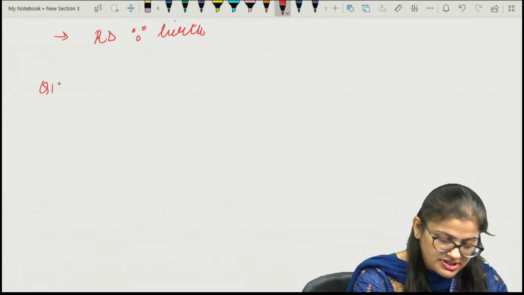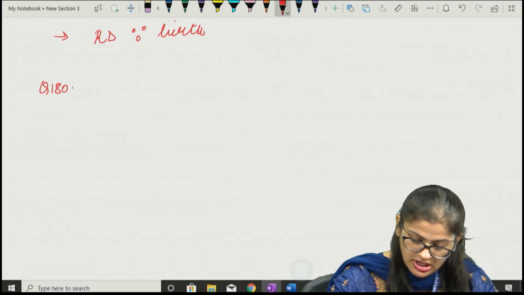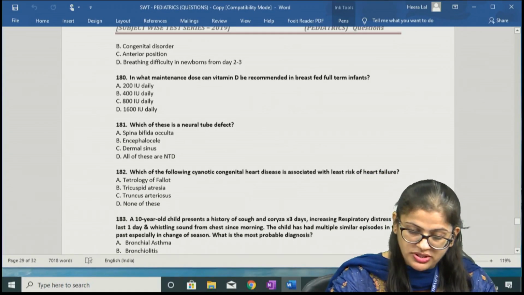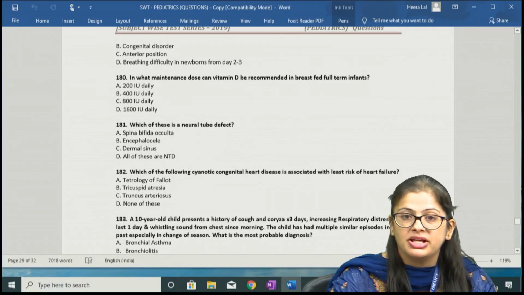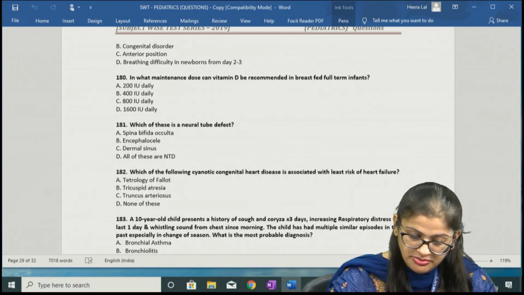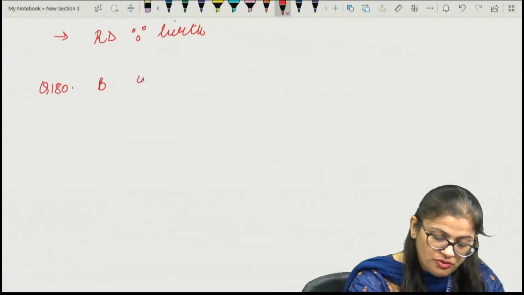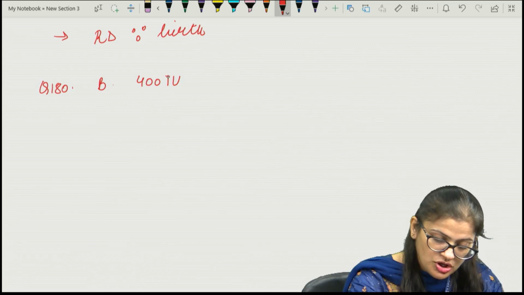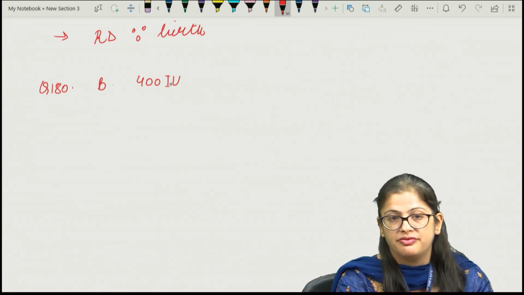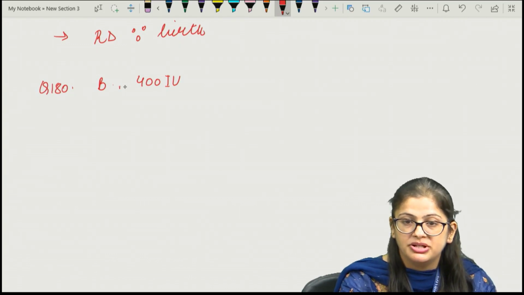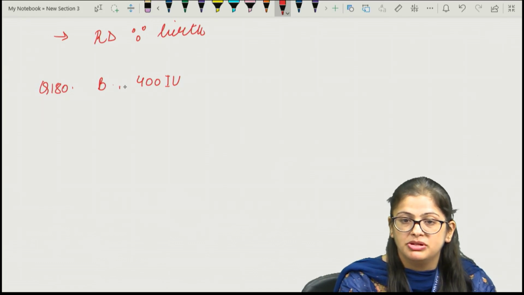So next we come on to question number 180, and question number 180 was, in what maintenance dose can vitamin D be administered in breastfed full-term infants? And the correct answer is option number B, that is 400 IU. It has been found that breast milk is deficient in vitamin D, and these days vitamin D deficiency is very rampant. So for all neonates up to 1 year of age, it is recommended that they be supplemented with vitamin D in a dose of 400 IU.